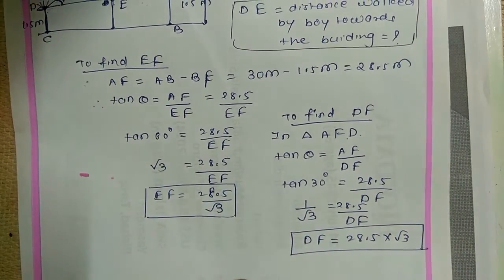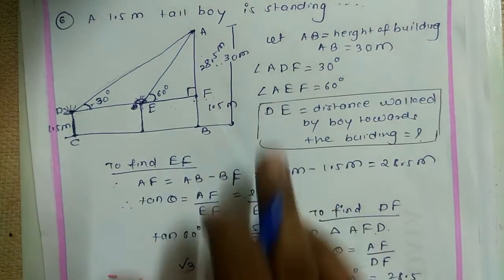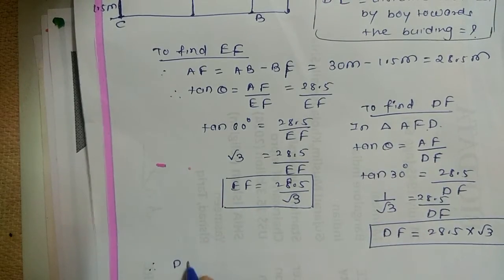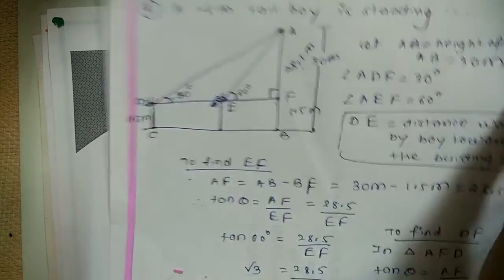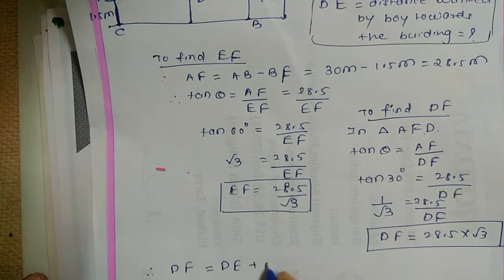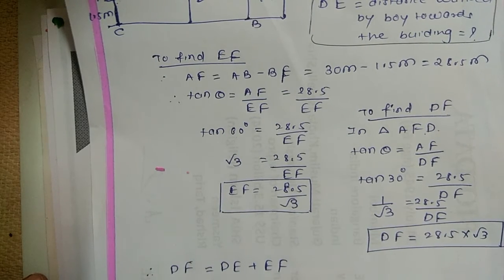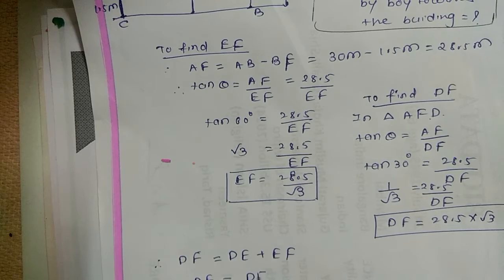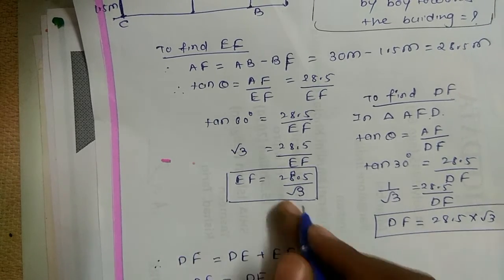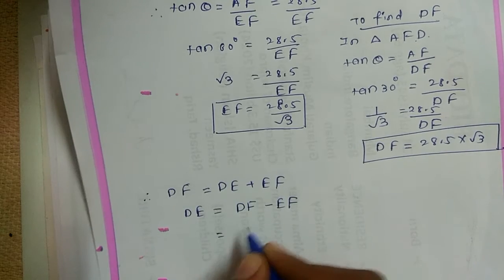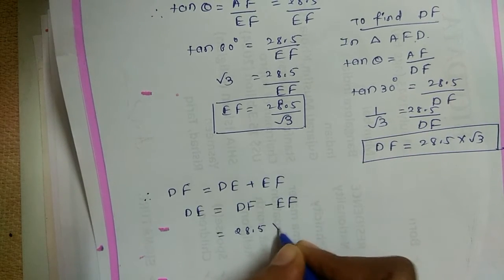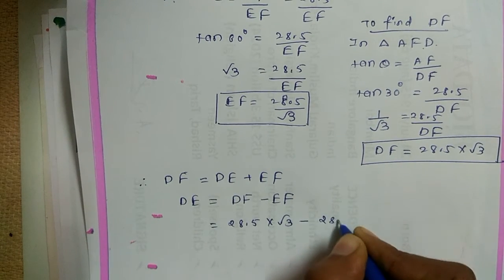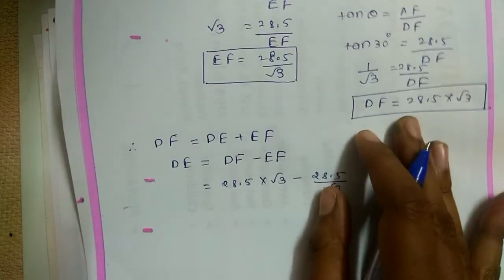So with these two results we need to find out the distance D. So here we can see D will be what? First of all, we'll write the full here. DF equals D and EF, D plus EF will give the DF. We need to find out the D. So D equals DF minus EF. So we have these two values. We'll write here 28.5 into root 3 minus EF, which is 28.5 upon root 3. So we can find out this.